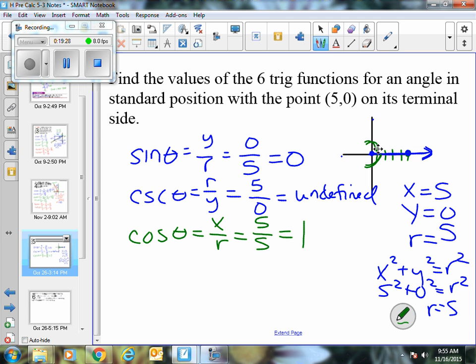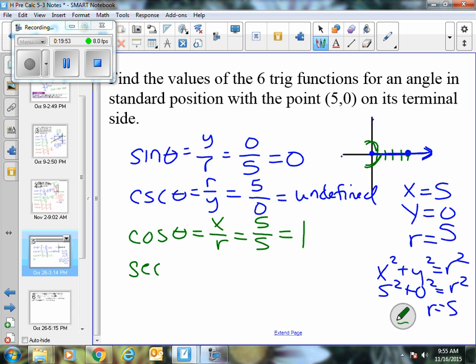Now, let's talk about this idea of it doesn't matter where you put the point on the terminal side. What if my point was at 7, 0 instead, or 28, 0, or 100, 0? When you do x over r, the x and the r will always be equal, right? Because that's the distance away from the origin as well. So that ratio is always going to be 1. The ratios are always the same. So it doesn't matter where the point is on the terminal ray. The sine, cosine, tangent values are always going to be equal because those are similar.